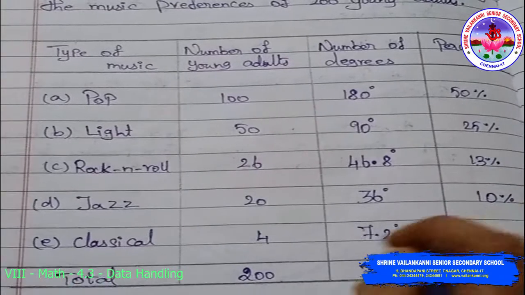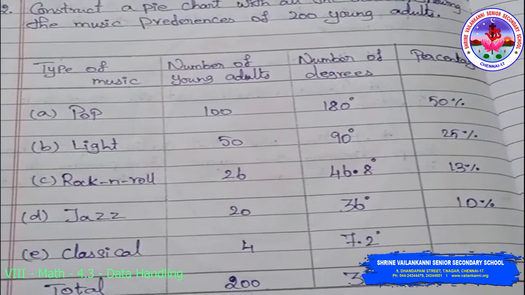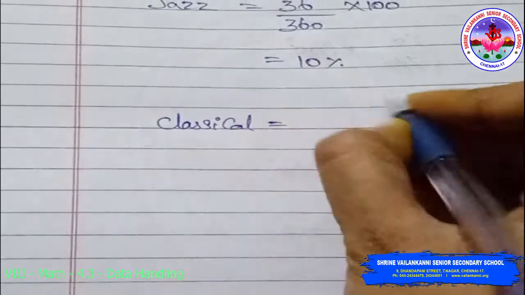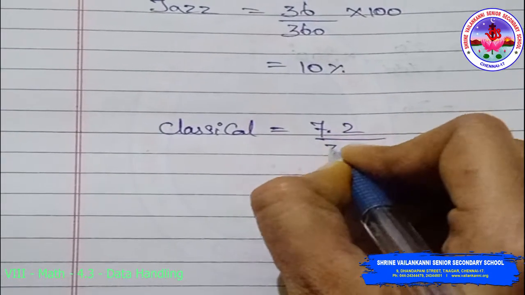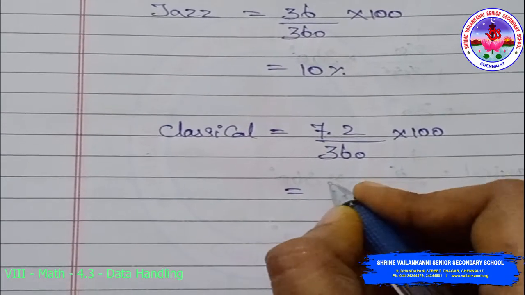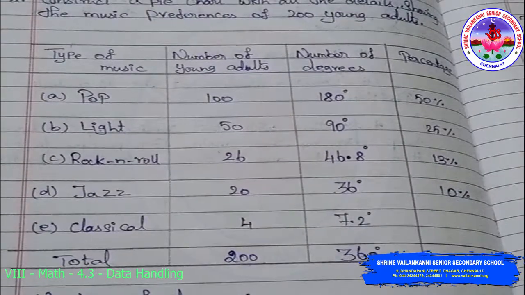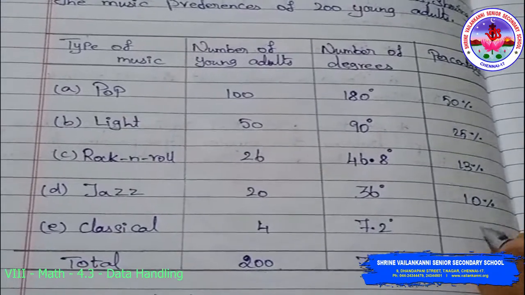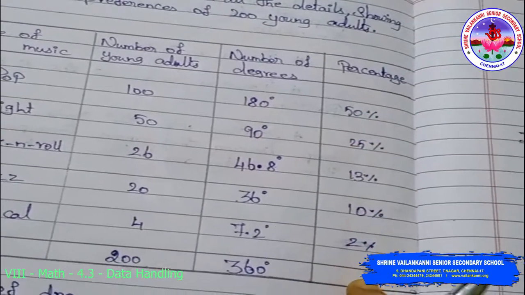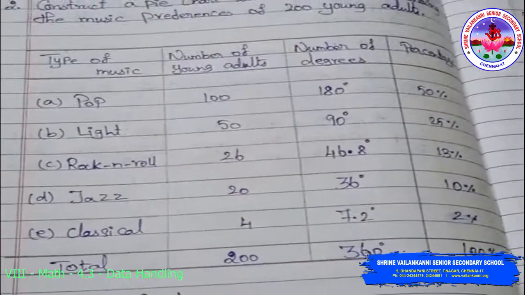The last one is classical. The number of degrees is 7.2 degrees. Classical is 7.2 divided by 360, times 100, is equal to 2%. The classical percentage is 2%. The fourth column, percentage: now you can add these percentages, the overall is 100%. The tabular column is finished.